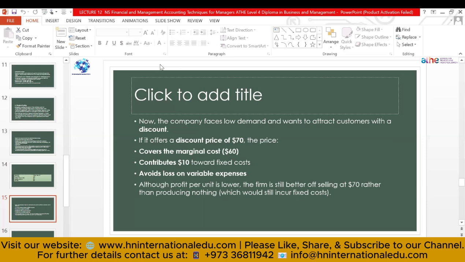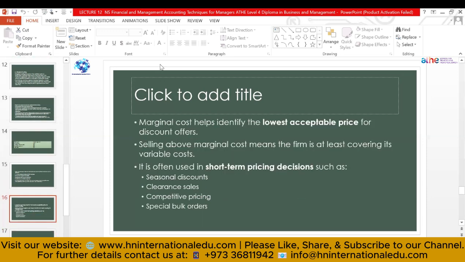Although profit per unit is lower, the firm is still better off selling at $70 rather than producing nothing, which would still incur fixed costs. So it's better to have at least a small portion of profit rather than backing off. That's not an option at all. So marginal cost helps identify the lowest acceptable price for the discount offer. Selling above the marginal cost means the firm is at least covering its variable cost, that is, the daily expenses.